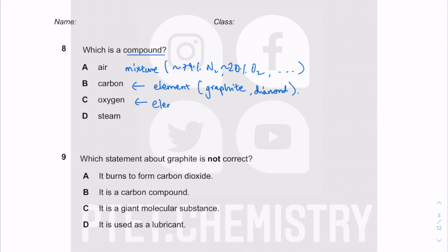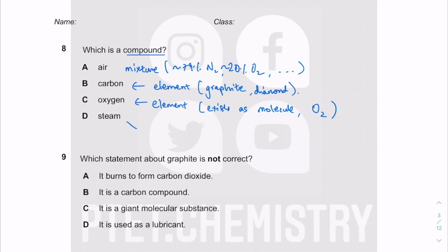Oxygen is also an element. It's element number 8 in the periodic table, but it exists as a molecule. It exists as O2. That is because each oxygen atom wants to get a noble gas configuration. However, the oxygen that you see in the periodic table is for one single atom. It's still a single type of atom because they are bonded to themselves, therefore it is still an element.